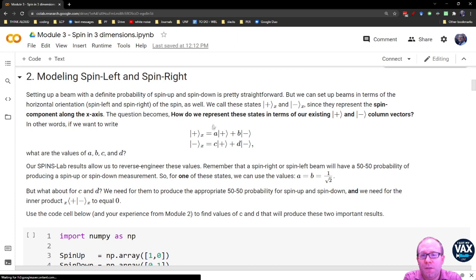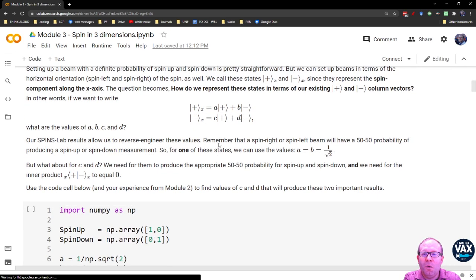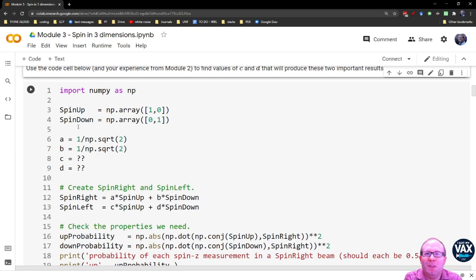And so what we have to do is figure out what these four coefficients are, A, B, C, and D. And this is going to walk you through that process of getting two of the values, and then we ask you to figure out what the other two values, C and D, are going to be. The code is very similar to what you saw in Module 2. We create the spin up state and the spin down state as just 1, 0 and 0, 1. Then we're going to put in our coefficients we have here. Again, you're responsible for figuring out what C and D are here.